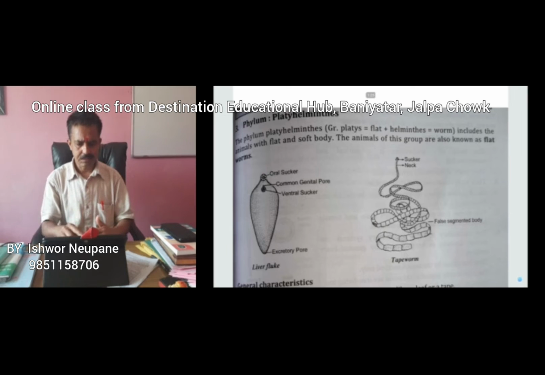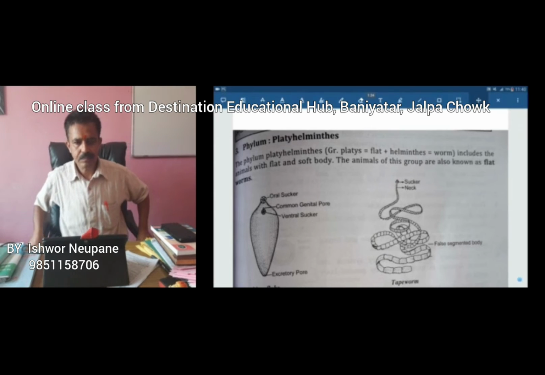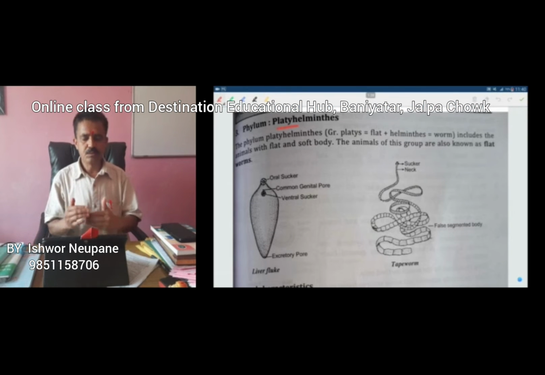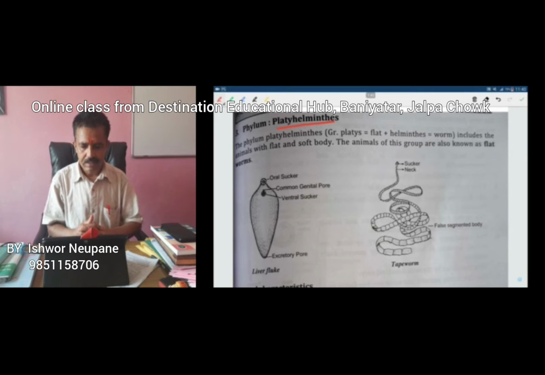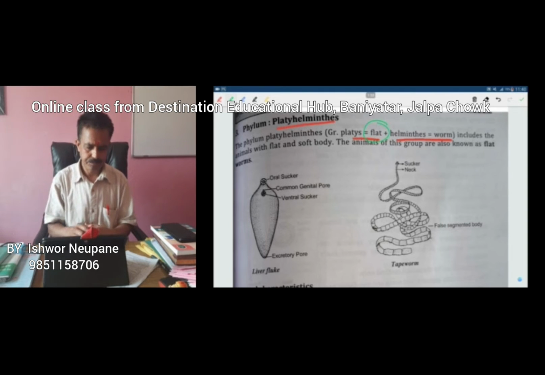So dear students, yesterday we discussed about diploblastic animals. Could you tell me about diploblastic animals? Those animals whose body contains only two layers. Outer layer is ectoderm, inner layer is endoderm, are diploblastic. In today's class, we will be discussing about triploblastic animals too. Okay, triplo means having three layers.